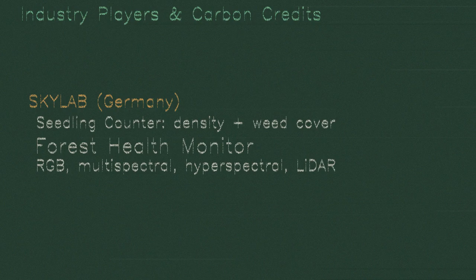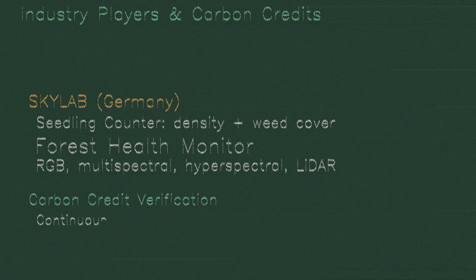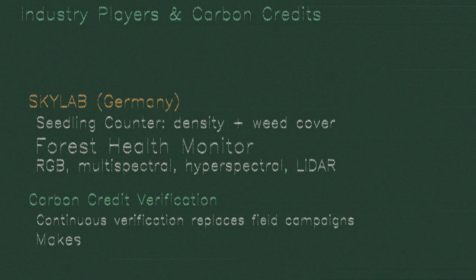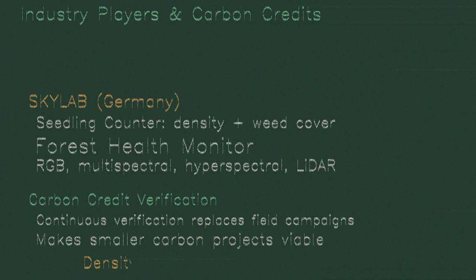Who else is operating in this space? Skylab is a German company founded in 2016 that focuses specifically on forest AI and remote sensing. They offer a seedling counter product that provides precise results for seedling density, weed cover, and vitality. They also have a forest health monitor for ongoing forest condition assessment. Their platform, Skylab Cloud, is a cloud-based service where you upload your drone or satellite data, and they process it through their AI models. They can work with normal color RGB, multispectral, hyperspectral, or LiDAR data, selecting the most efficient data source for each task. They also provide carbon project monitoring, which ties seedling survival directly to carbon credit verification.